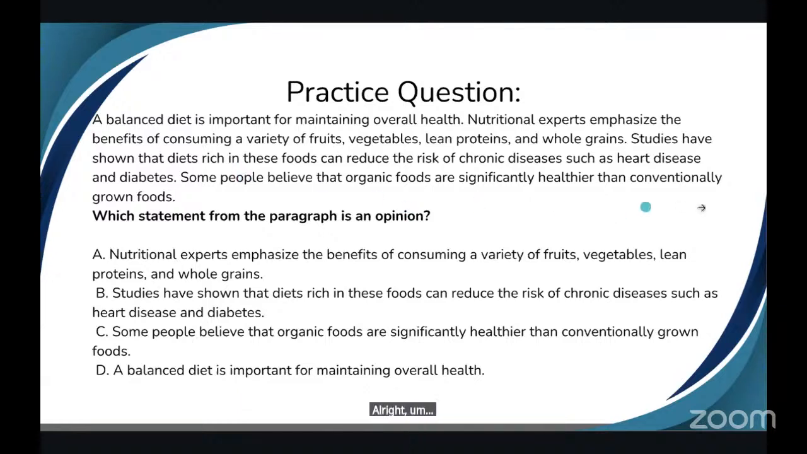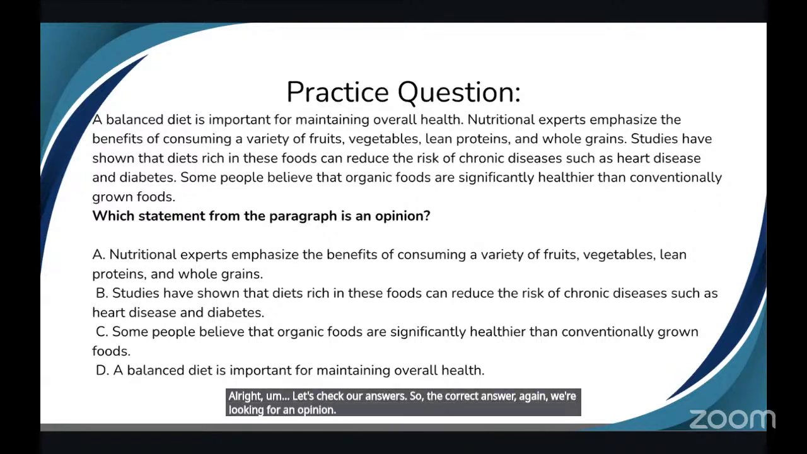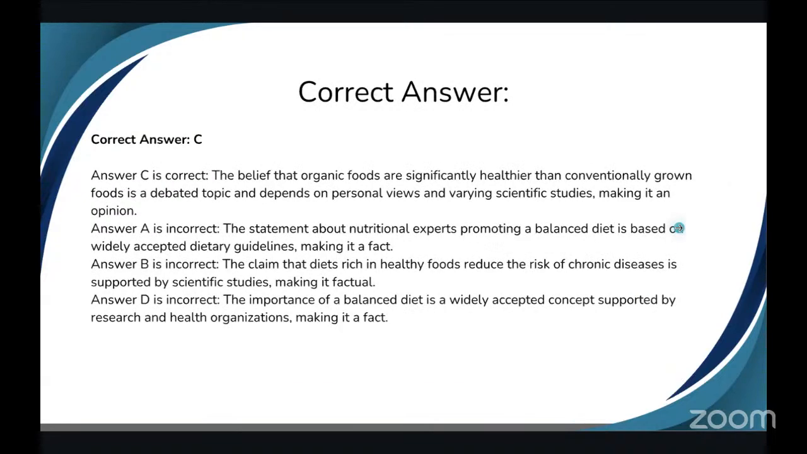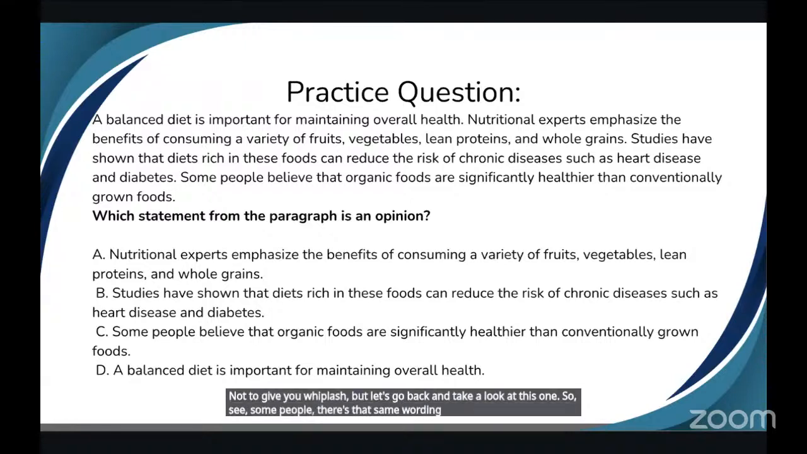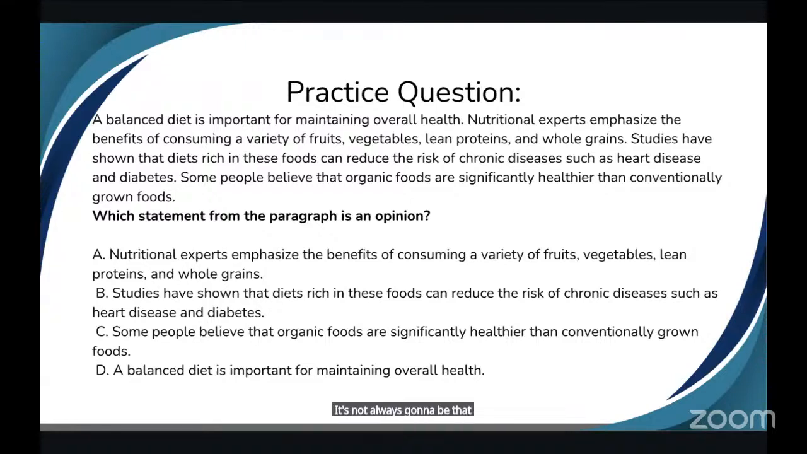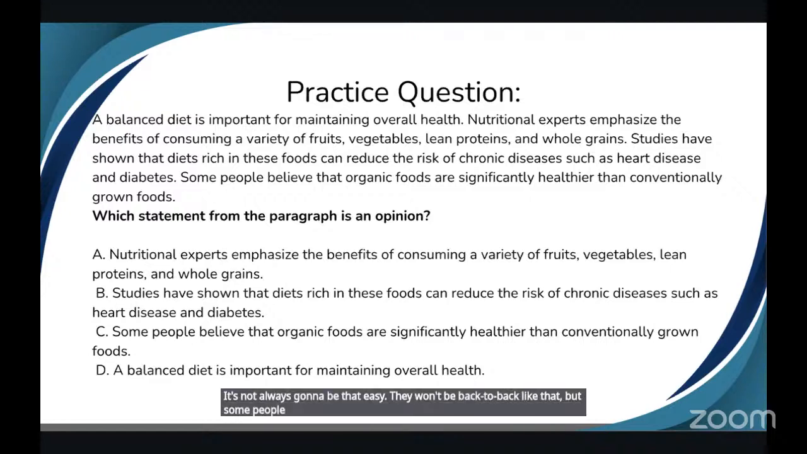All right, let's check our answers. The correct answer, again, we're looking for an opinion. The correct answer for this one was C as well. So let's go back, not to give you whiplash, and take a look at this one. C, some people, there's that same wording. It's not always going to be that easy. They won't be back to back like that. But some people believe that organic foods are significantly healthier. There's that tricky wording, significantly healthier than conventionally grown foods.